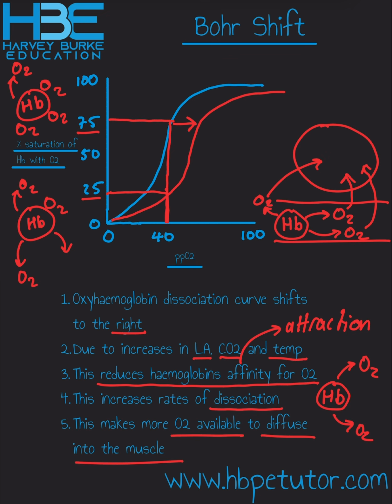and it would have dissociated with the other 3. So the Bohr shift itself on the graph is just trying to illustrate these points here, that during exercise, hemoglobin is dissociating with even more oxygen than it usually would. And that is a good thing because that oxygen is now available to diffuse into the muscle cell.